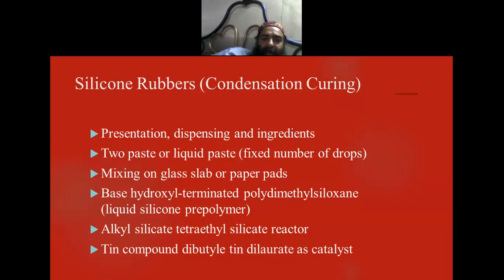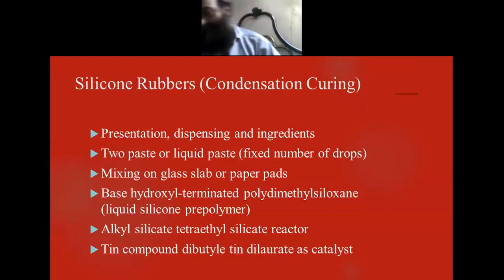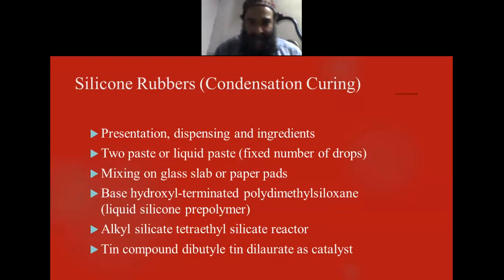Presentation, dispensing, and ingredients. If we consider these three things: two pastes, or liquid and paste, and a fixed number of drops are used if a liquid-paste system is available. Mixing is on a glass slab or paper pads, which we already saw in polysulfide. The base is hydroxyl terminated polydimethyl siloxane. These were liquid silicone pre-polymers. Here the pre-polymers are polysulfides. There, the liquid silicone pre-polymers.